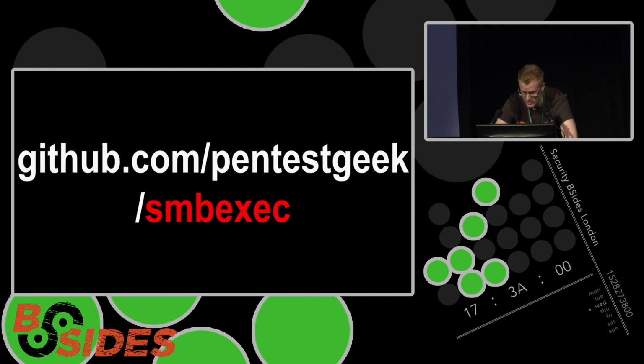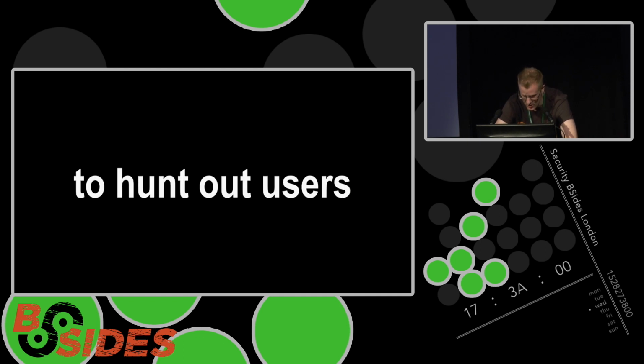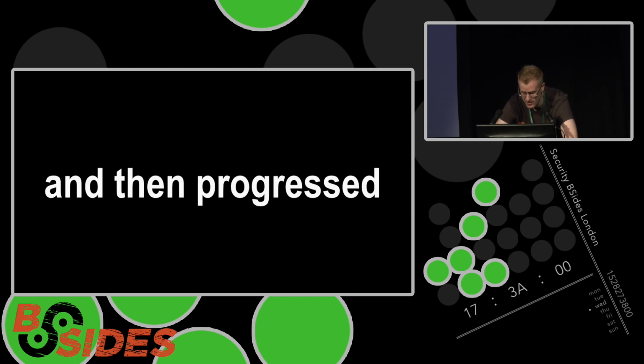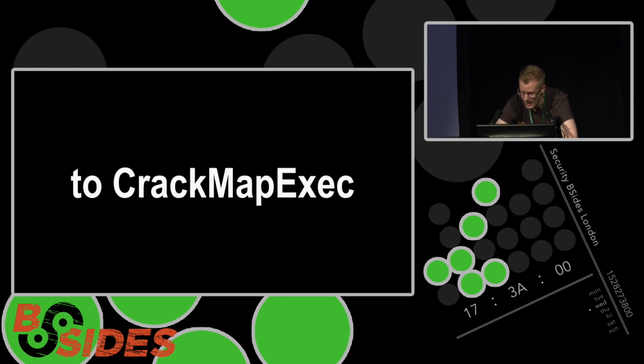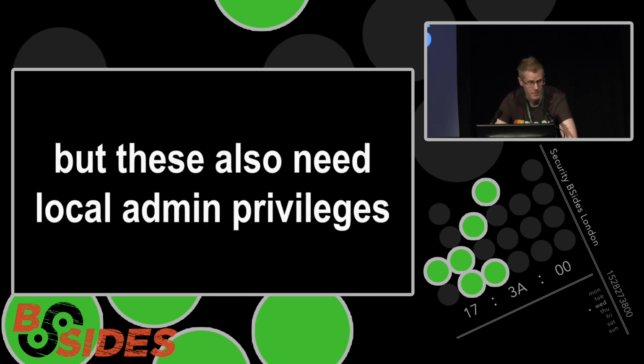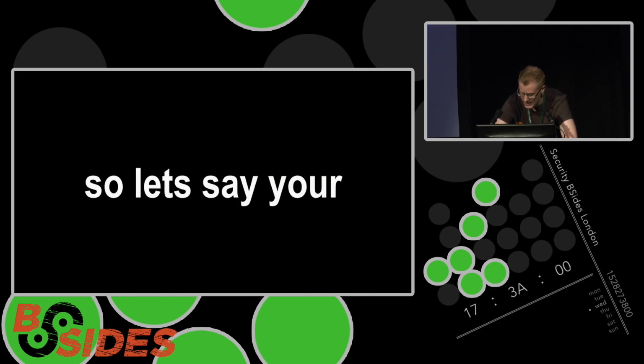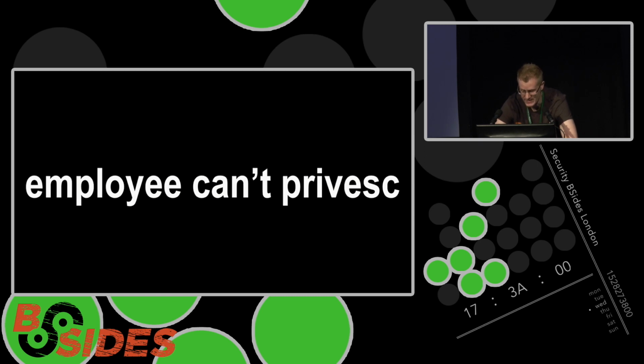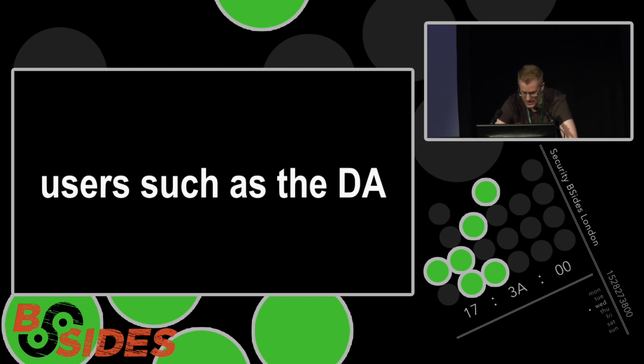So I used to use SMBExec to hunt out users, and then I progressed to CME. But that also needs local admin rights. And what you need to do is rip out the local admin hash and then just add it, and that tool will pass that for you, and it sprays it out throughout the domain, and it'll log in and see if there's any domain admins on those boxes, and it tells you which box it's on. But let's say that your employee can't privesc. How can they hunt out the DA?